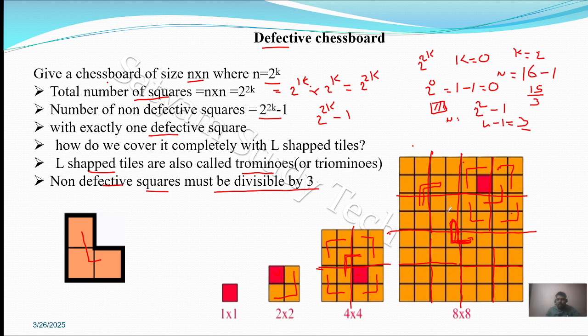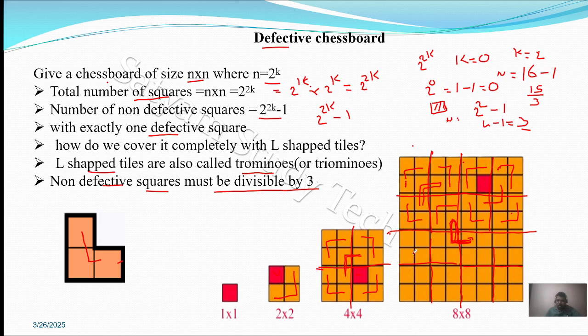Okay, now we can see here also can be filled with the L-shaped symbol. Here also filled with L-shaped symbol. Here also can be filled with L-shaped symbol like this. Here also you can fill with L-shaped symbol. This problem is also solved. So this problem is solved and this quadrant is also solved.